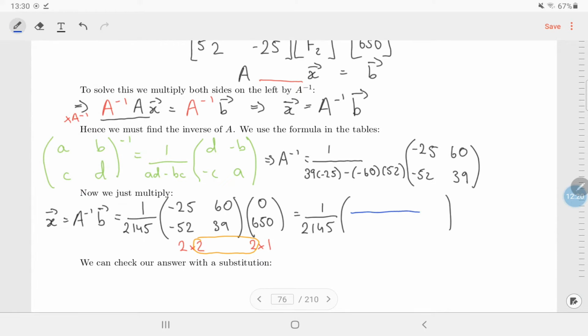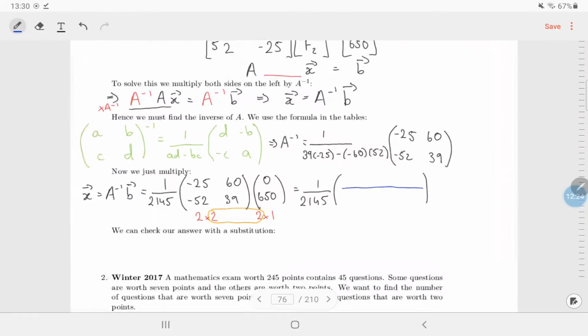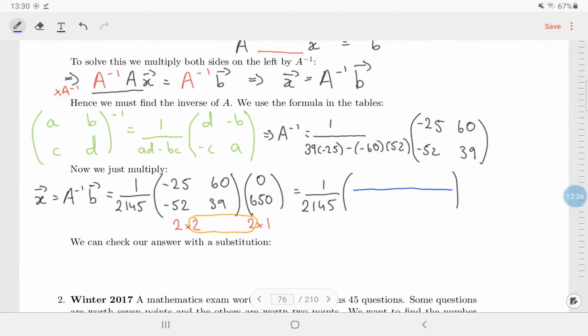Now I wonder, does it say anything about the rounding? 3 significant figures. So our answers will be rounded to 3 significant figures. Okay, so we've got this thing. The top of it is row 1, column 1. So I'm going to multiply row 1 by column 1. So minus 25 by 0 is 0, and then 60 by 650, I get 39,000.